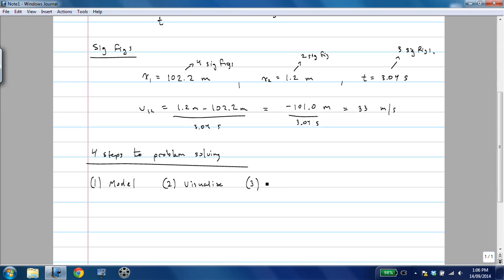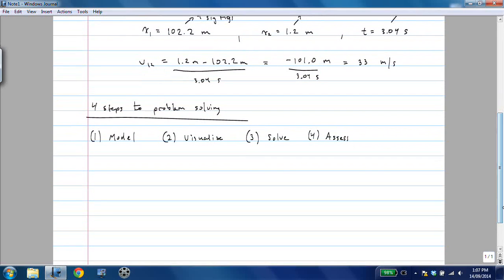So then we want to solve the system after we visualize it and write down whatever equations that we need to solve the system. And then we want to assess. So after we've answered the problem, is this a reasonable answer? Do the units match up? Is it insanely big? Is it insanely small? If we have any physical intuition to the problem, does it make sense physically? Okay, so that's the 4 steps of the problem solving.